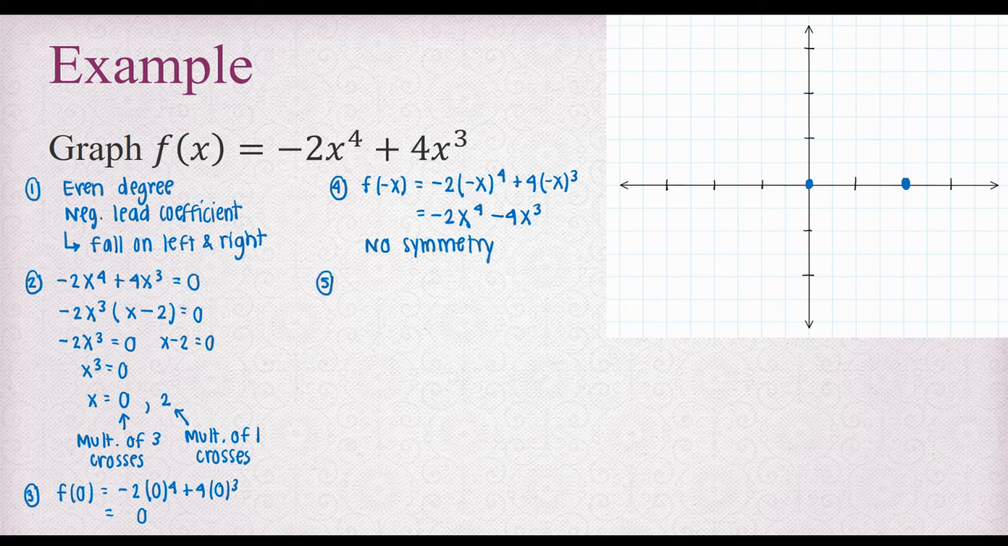We want to figure out the maximum amount of turning points. So that's our degree of 4 minus 1. So there's at most 3 turning points.